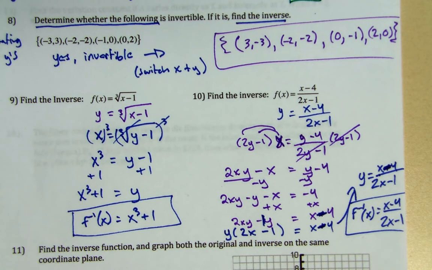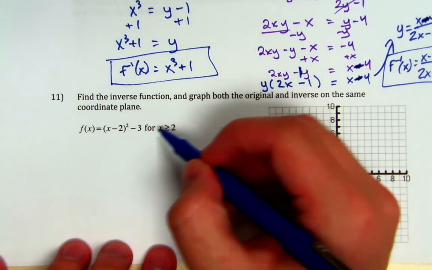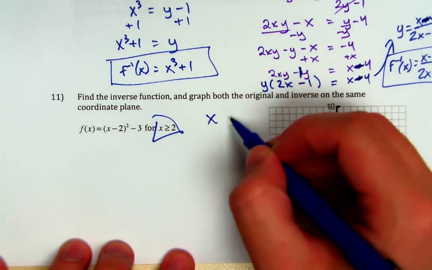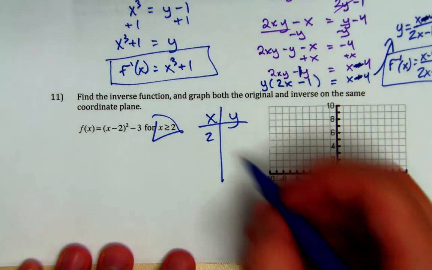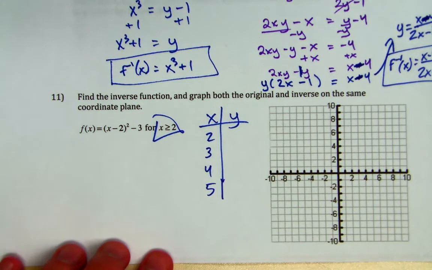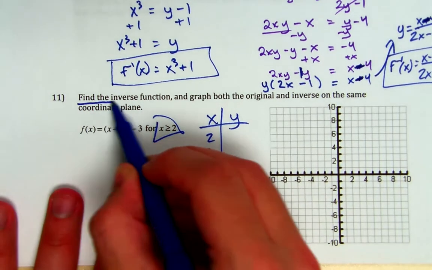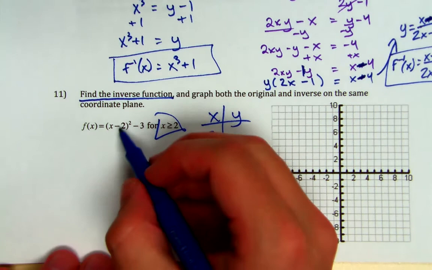Alright, what about graphing them? Again, if it gives you a restriction, that means, hey, take your table and start there. Start at 2 and just move up from 2. So 3, 4, 5. Now, it says find the inverse. So do that first before you even actually evaluate here.